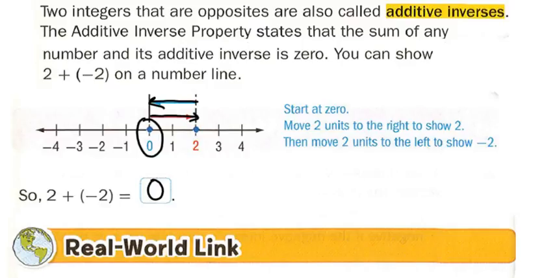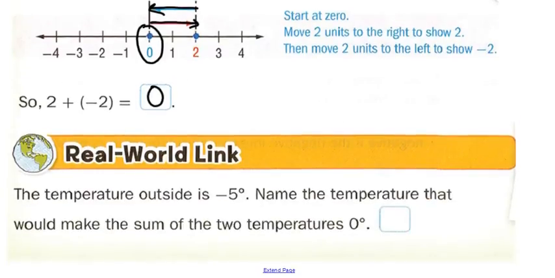So you can think of opposites or additive inverses as canceling one another out. When you put them together, they create nothing because it takes you from one place, goes somewhere, and then goes right back to where you started. So our real world example here says the temperature outside is -5 degrees. Name the temperature that would make the sum of the two temperatures 0 degrees. So if it's -5 degrees outside, how many degrees do we need to get it back to 0? Well, think about it. We've gone from 0 down to -5. How do we get back up to 0? Well, we go 5 degrees or 5 positive degrees.